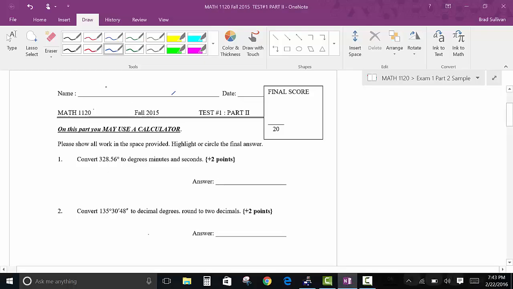Okay, so here are the solutions to the second part of this test. This is the part that you can use your calculator on. Okay, so this one we're going to convert this to degrees, minutes, and seconds.